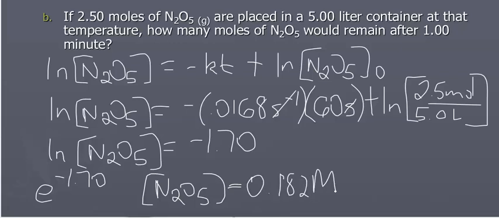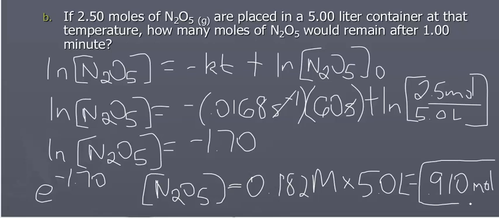But I don't want to know the concentration, I want to know how many moles remain. So I got the molarity. If I multiply molarity times the volume, which is 5 liters, I will get the amount of moles that remain after 1 minute, which is 0.910. So there's my two equations for a first order overall reaction.